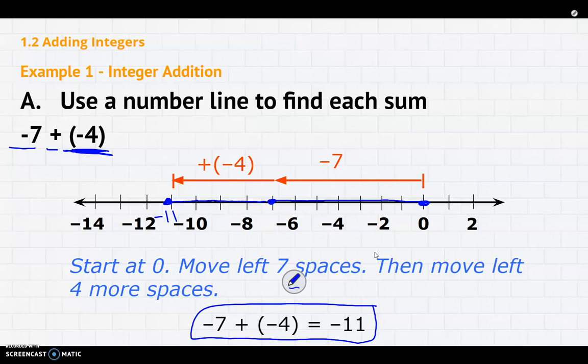Okay. A question that has occurred a few times is, why are there parentheses right here? What is the purpose of those parentheses? Essentially, those parentheses just tell you that this negative sign right here, oops, my board's really off. This negative sign right here goes with the 4. So we have -7 plus -4. That's all those parentheses are doing, is grouping the negative with the 4. Let's try another one.